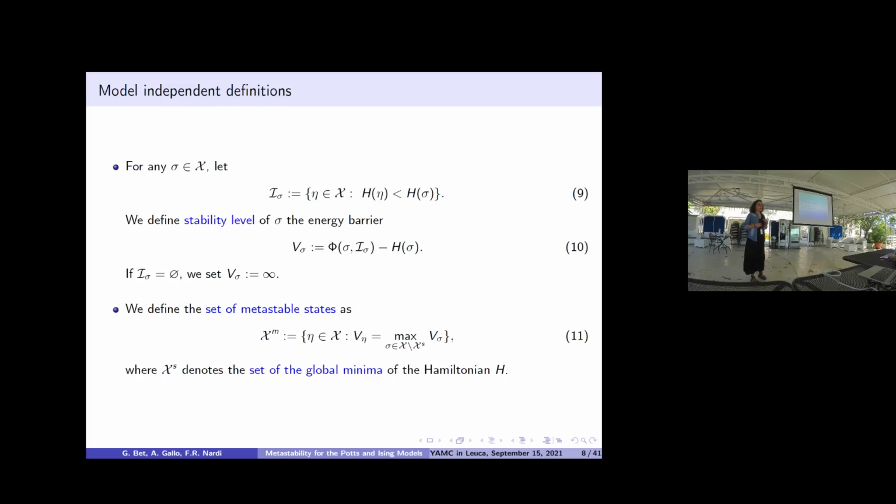So, in order to help the imagination, we can think of a metastable state as the worst starting point from which the process can start the transition to the set of the global minima. And this worst comes from the fact that, starting from the metastable state, the process has to overcome the maximum energy barrier.